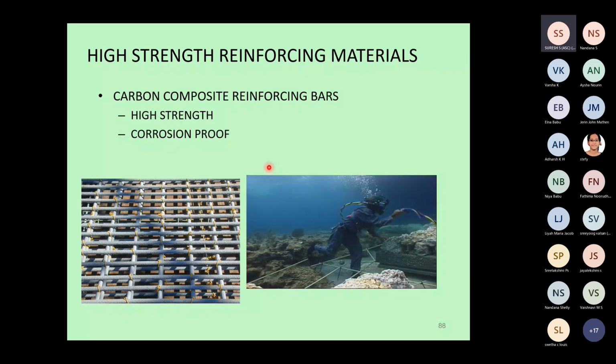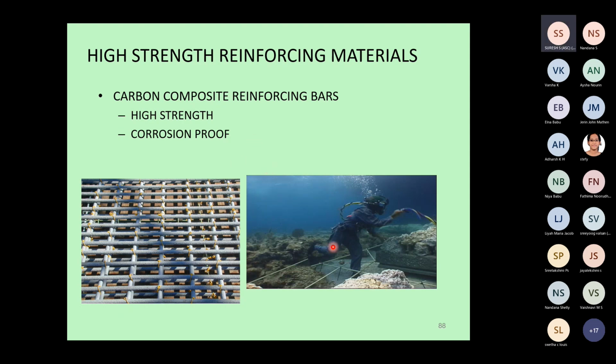Now coming to high strength reinforcing materials, we have carbon fiber reinforcement material. Carbon fiber is almost 6 to 7 times stronger than your steel. If your steel is 500 Newton per mm square, the carbon fiber is 3000 Newton per mm square, huge. They are available in reinforcement rod shape, in fabric shape, and in laminates.